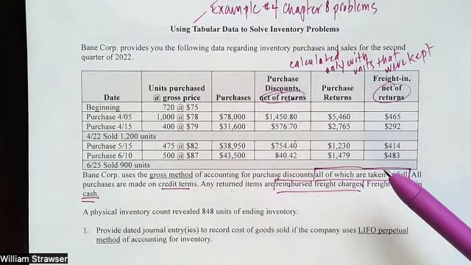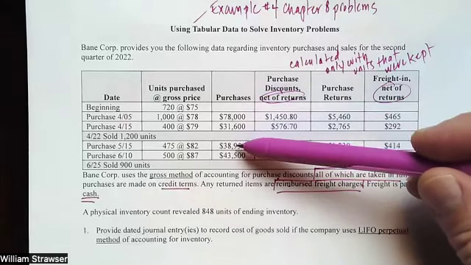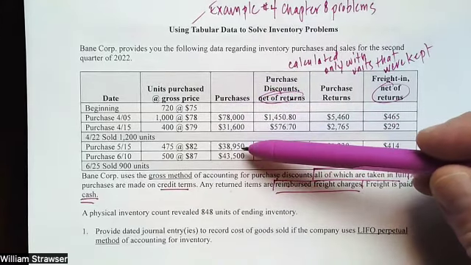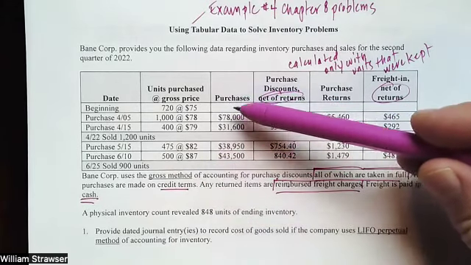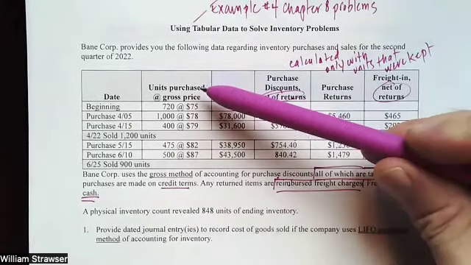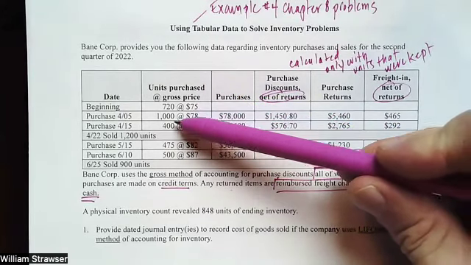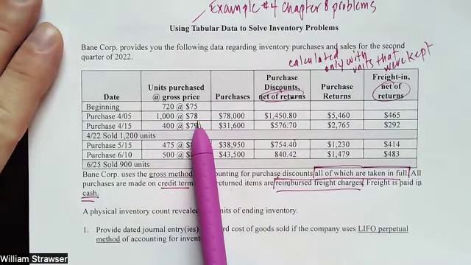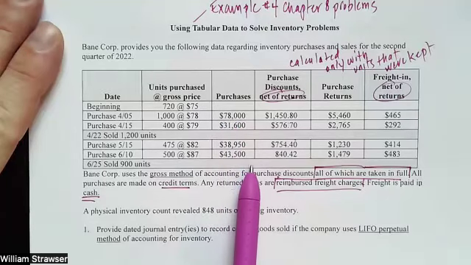So, a couple of things first. Purchases are always recorded with total units. So this purchases amount is never net of returns. And if we're using a gross method, it's always full price. So this is units purchased at the gross price or full price. And that's just a simple calculation of 1,000 times $78, 400 units times $79. So that's what this purchases account represents.